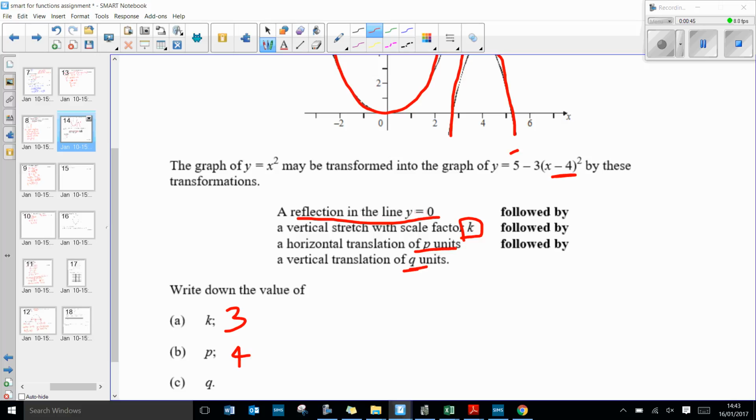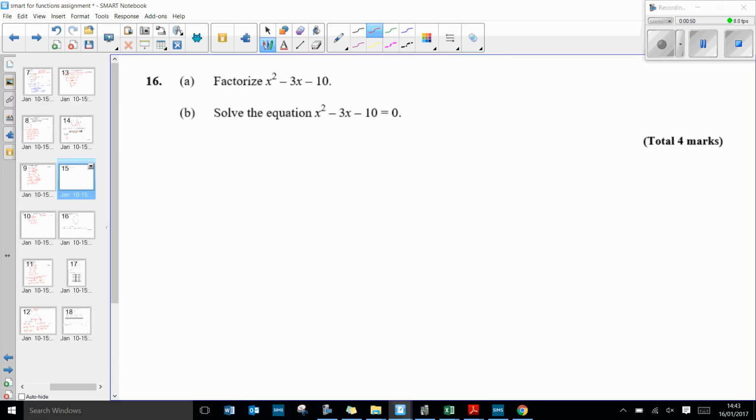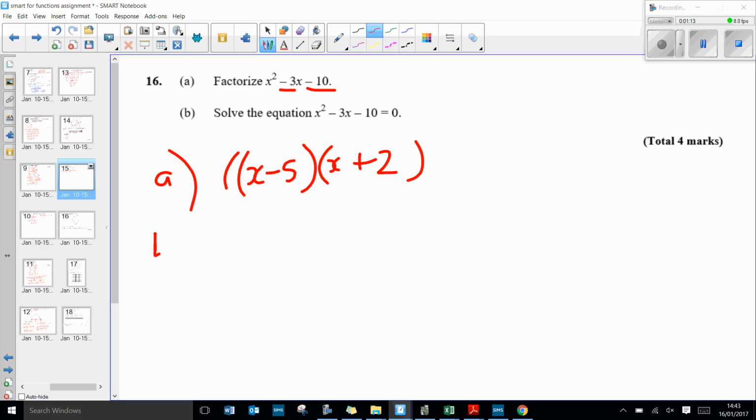Okay, factorize x squared minus 3x minus 10. So we're finding two numbers that multiply to give negative 10 and add to give negative 3. So that would be (x minus 5)(x plus 2), which then leads on to part B. To solve that equation, that means x equals 5 or negative 2.